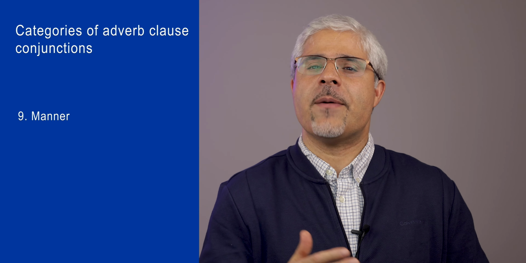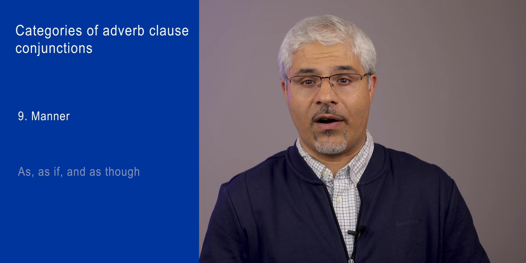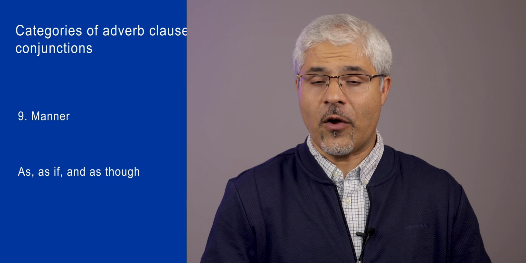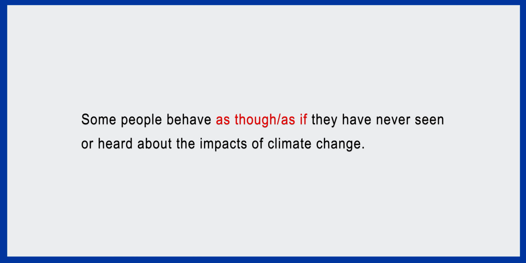Manner. The main conjunctions for manner are as if, and as though. See this example. Some people behave as though, or as if, they have never seen or heard about the impacts of climate change.